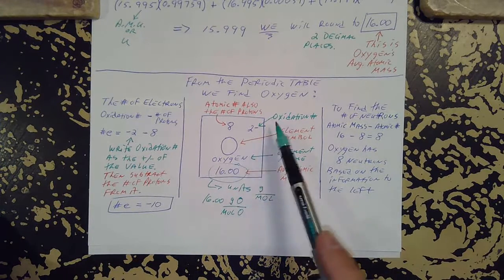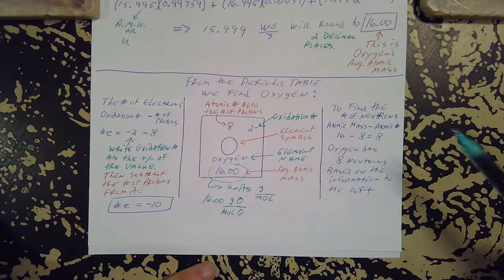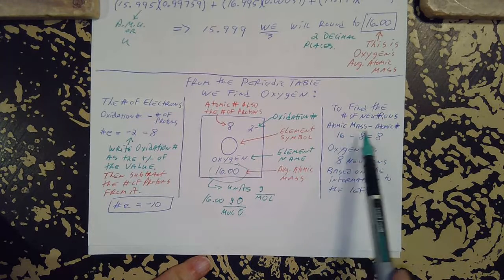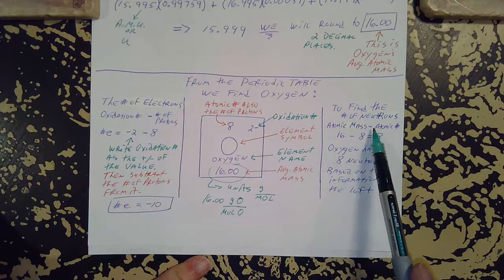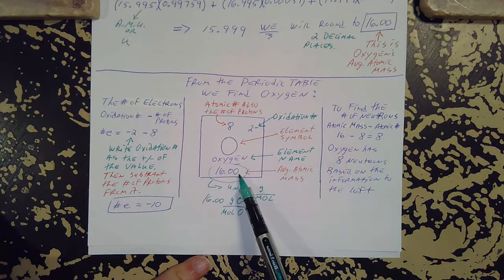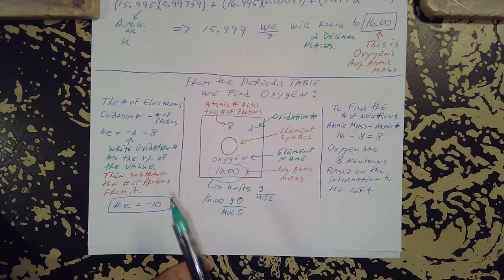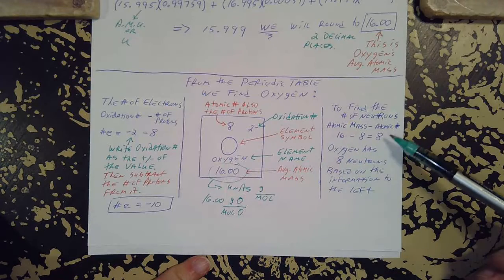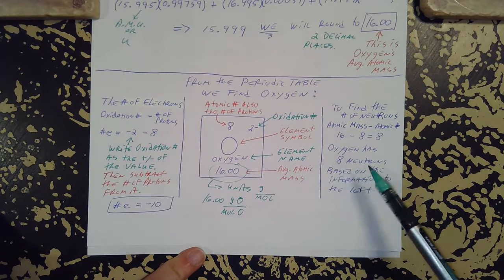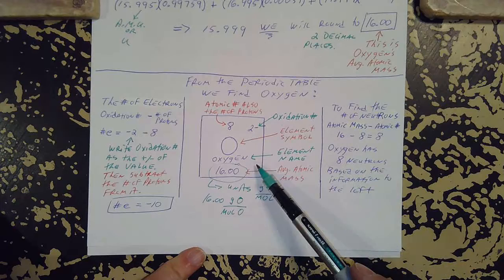Back to how to use the periodic table. To find the number of neutrons, what we do is we take the atomic mass and subtract the atomic number. So in this case, the atomic mass is 16. The atomic number is 8. So 16 minus 8 gives us 8. That tells us that oxygen has 8 neutrons in it.